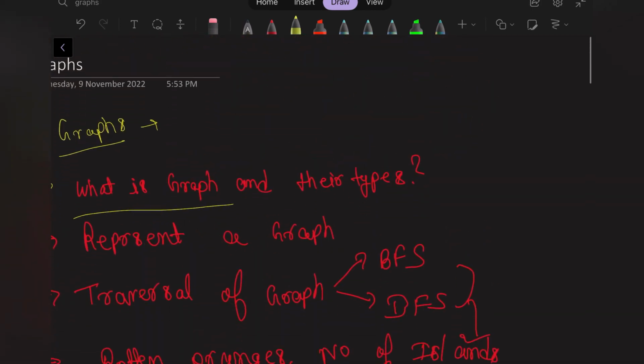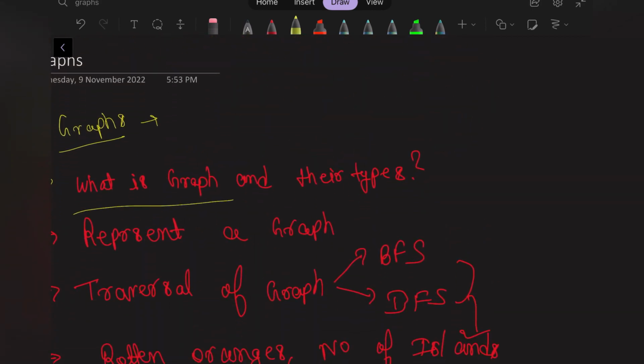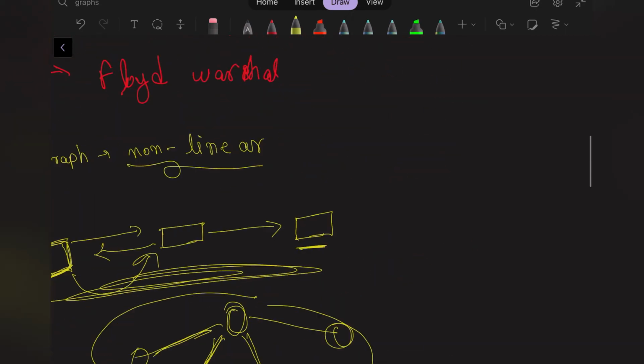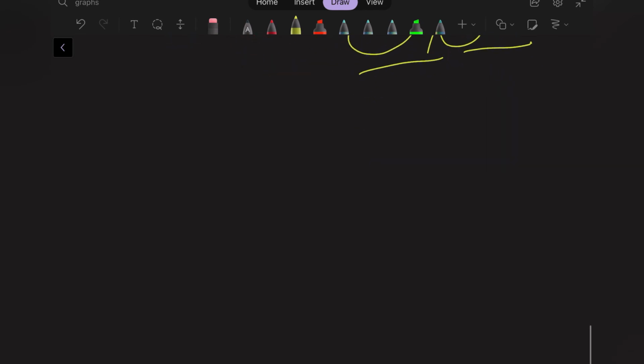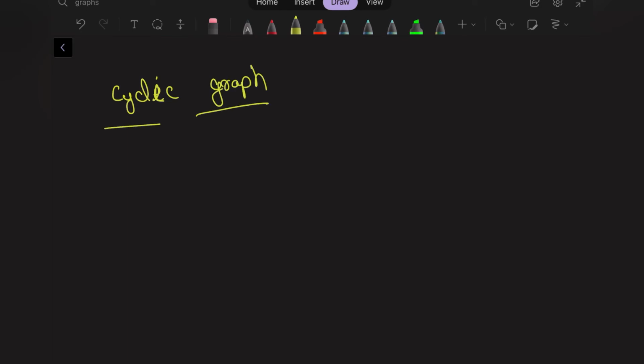So this is our first video for what is a graph and what are the types of graph. There are some more types of graph also. We can have a look at a cyclic graph, a graph which contains a cycle. What do you mean by cycle?